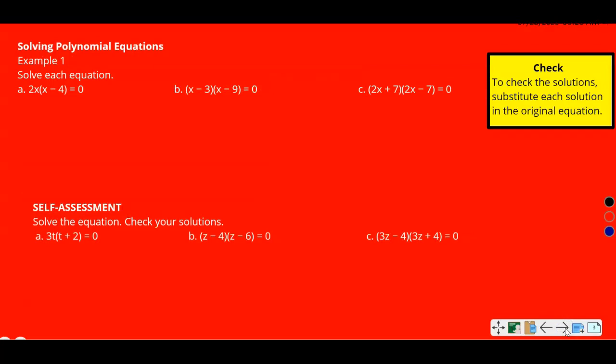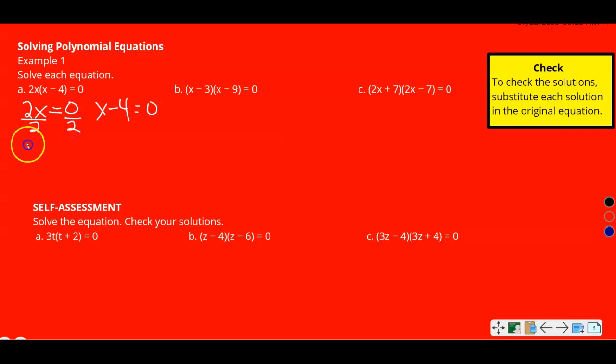Example 1, solving polynomial equations. All right, so this is in factored form. I have 2x times x minus 4 equals 0, and it says to solve. So I've got a times b equals 0. Remember, zero product property says a can equal 0 or b can equal 0, and you can solve. So this is very easy. We just have to put 2x equal to 0, and we have to put x minus 4 equal to 0, and then that will give us a way to solve.